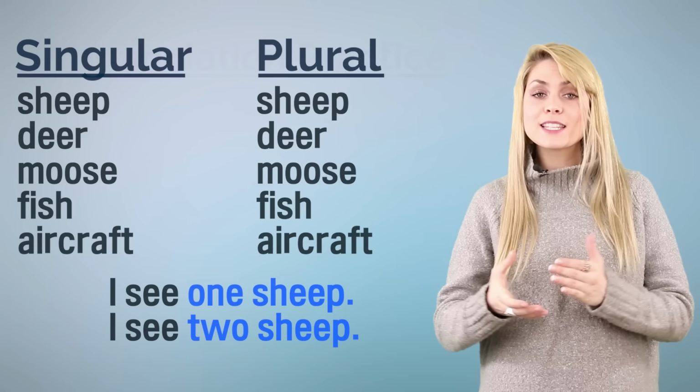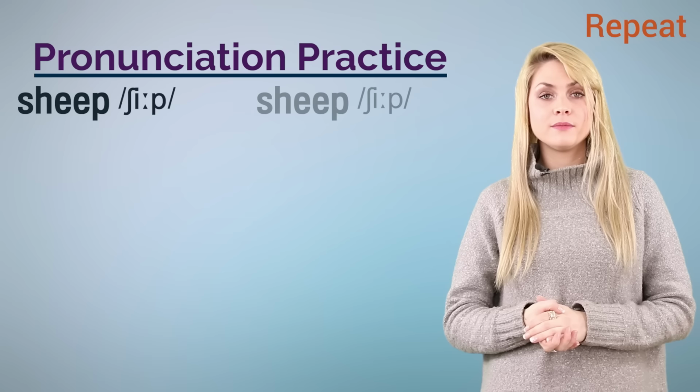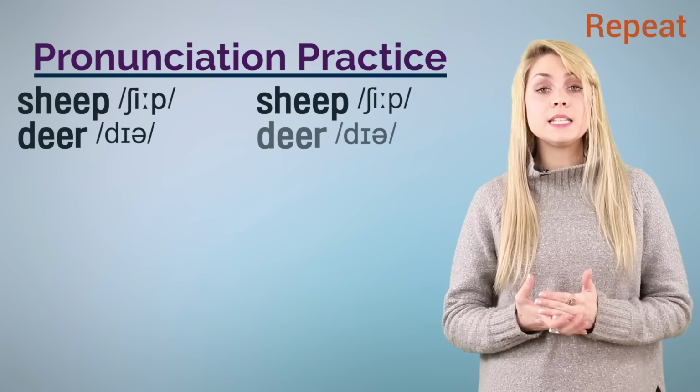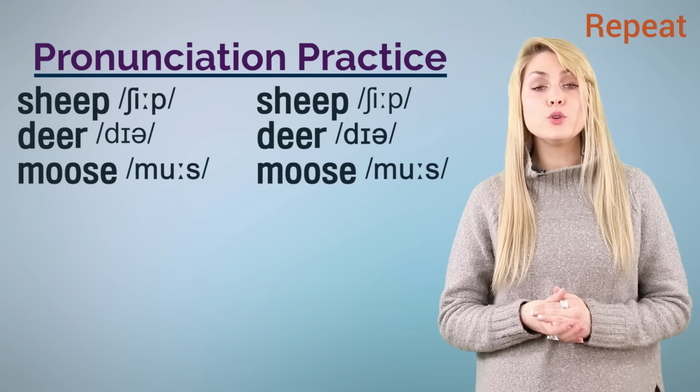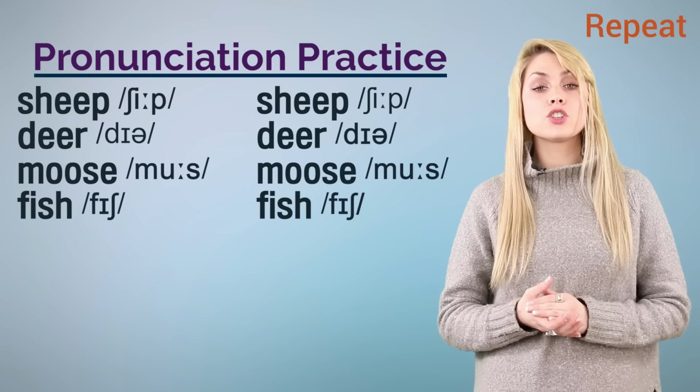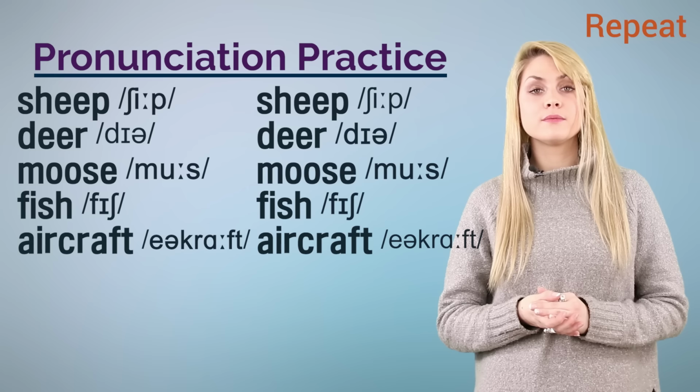Okay, let's go back for pronunciation. I want you to repeat after me. Sheep. Deer. Moose. Fish. Aircraft. Good job, guys. Let's move on now to other irregular forms.